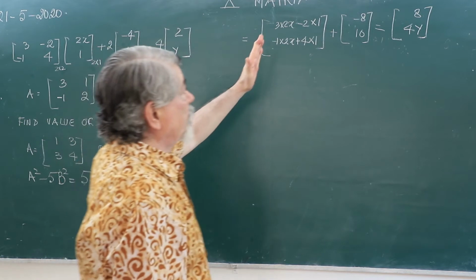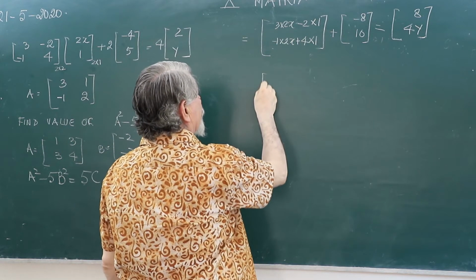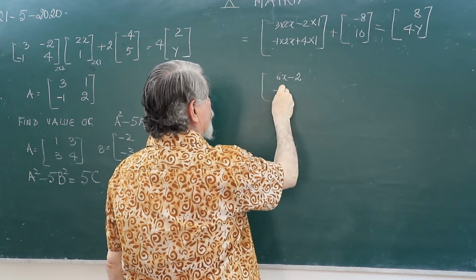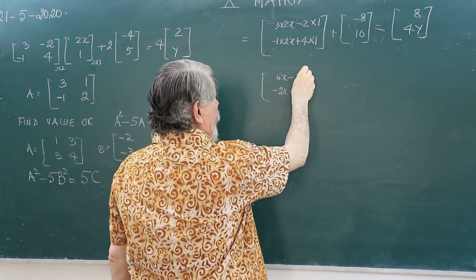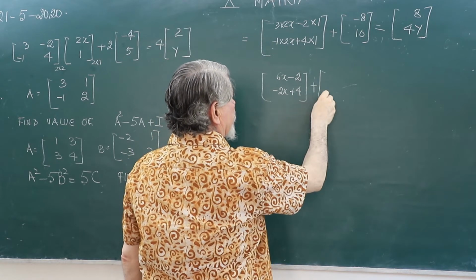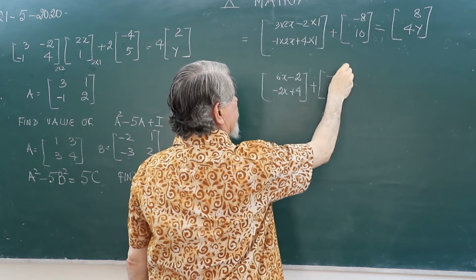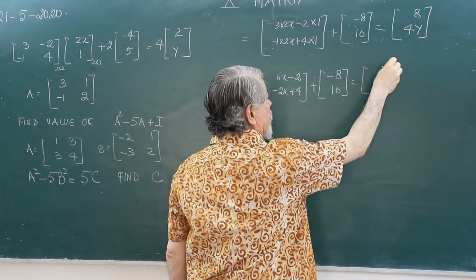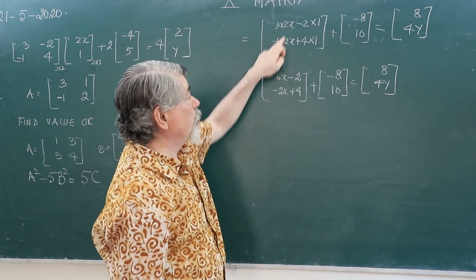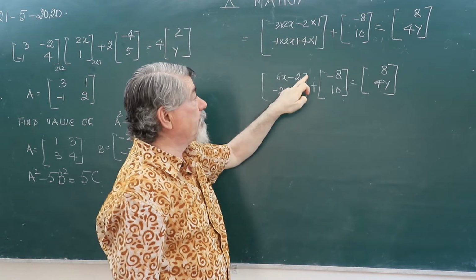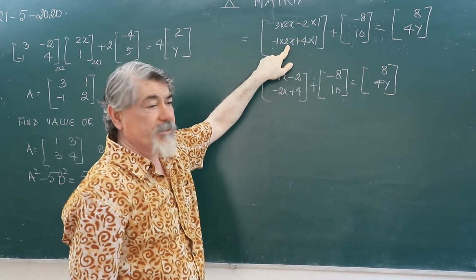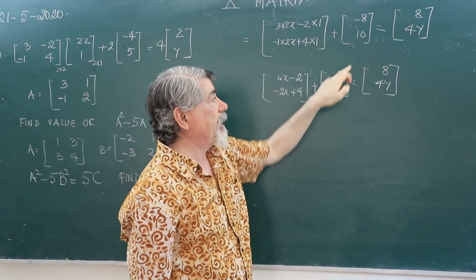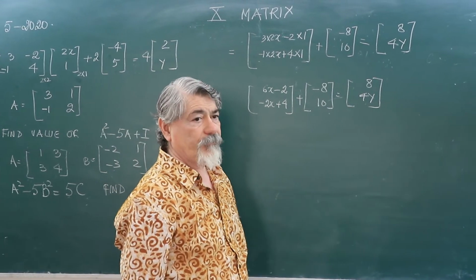Now let us add these two matrices. First of all, simplify it. 3 twos are 6x minus 2, minus 2x plus 4, plus minus 8, 10 will be equal to 8 and 4y. What have we done? 3 into 2x is 6x, minus 2 into 1 is minus 2, minus 1 into 2x is minus 2x, plus 4, plus minus 8 and 10 is equal to 8 and 4y.